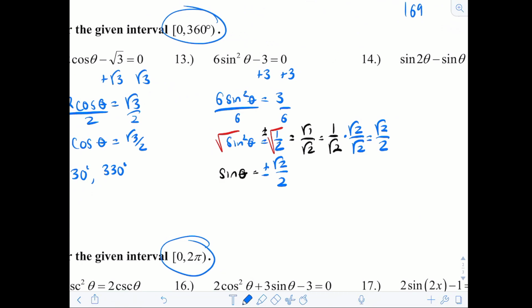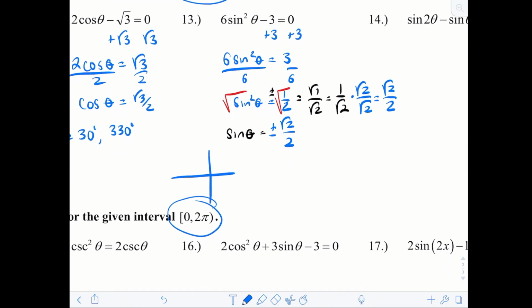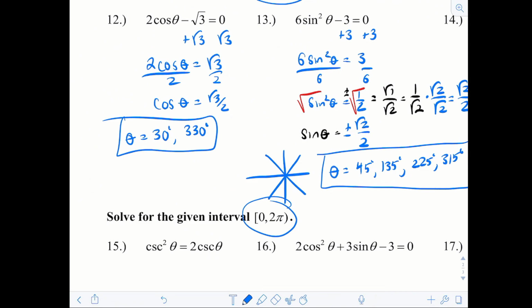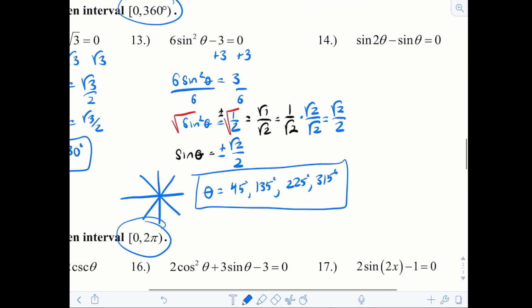So that means that it's not going to be just in the positive quadrants, but also the negative quadrants as well. So 45 here, 45 here, 45 here, 45 here. So theta is equal to 45 degrees, 135, 225, and 315. And that's all within 0 to 360. And those are my answers. I'll box in my other ones. Don't really need to, though.